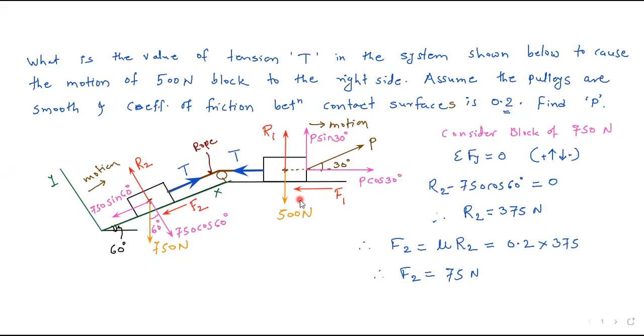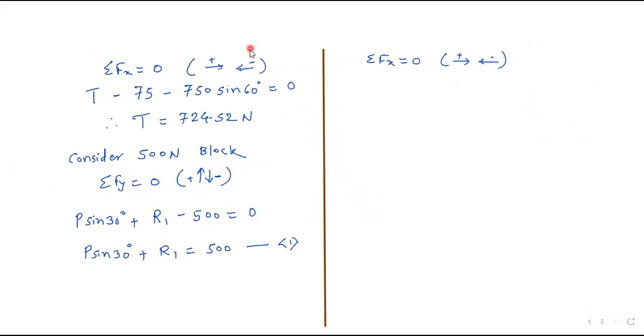Okay, F1, we don't know the value of F1. F1 we can put in terms of R1. F1 is equal to mu into R1. So mu value is 0.2. So for F1 we can write 0.2 into R1. Okay. And is there any force? This is the horizontal force T. The value of T we have already calculated. So it is P cos 30 minus F1 minus T. So I will write here. This is P cos 30, which is the positive force.